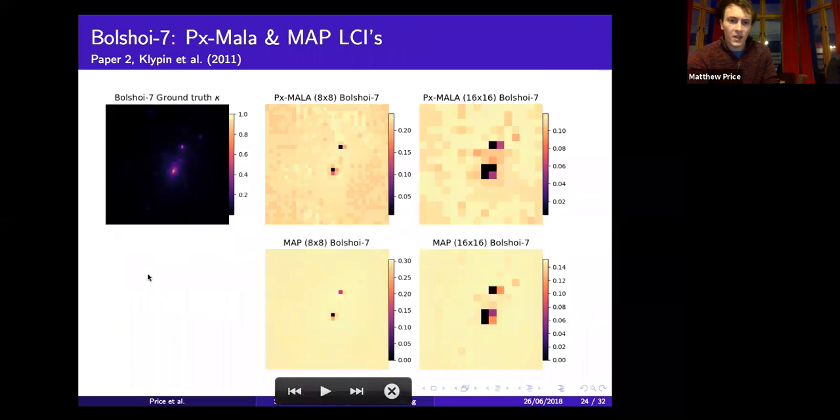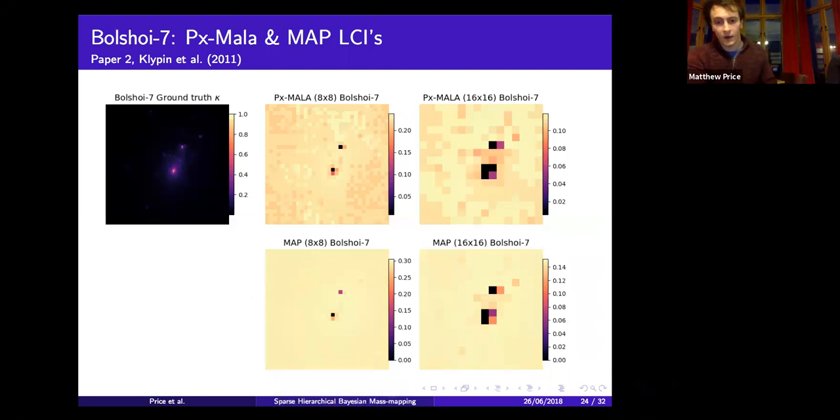So what you'll see here is an input simulation map. This is an n-body simulation, another Bolshoi map. On the top row you have the proper MCMC reconstructed uncertainties, the local credible intervals, as I discussed earlier. And on the bottom, you have our MAP uncertainties. You can see that topologically these are agreeing quite well, but they're also quite close. So like you were saying, these might be really conservative errors.